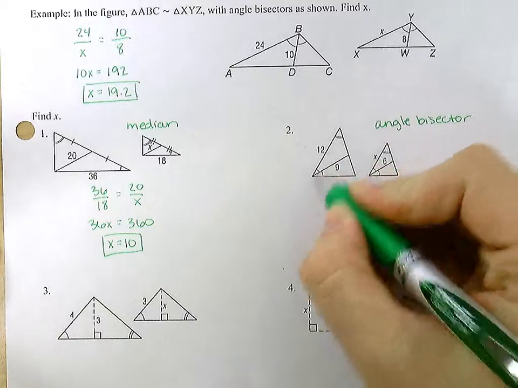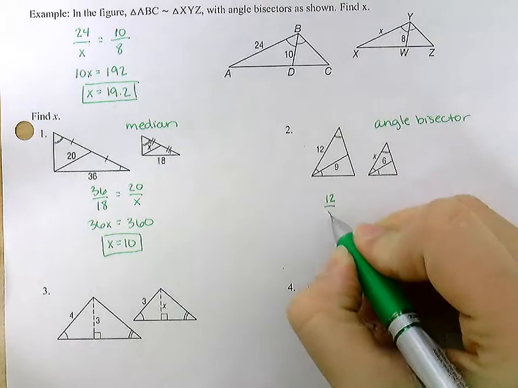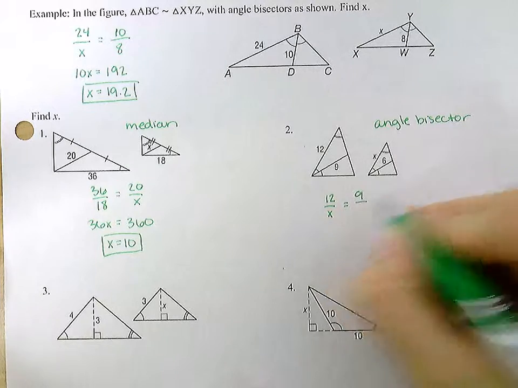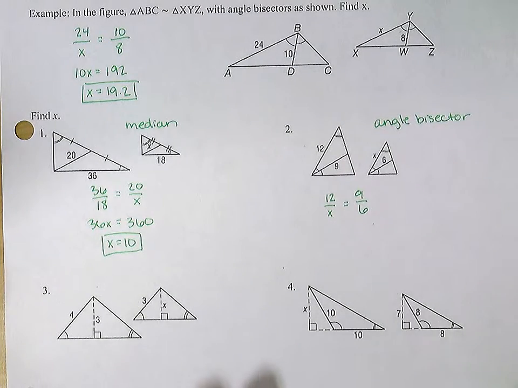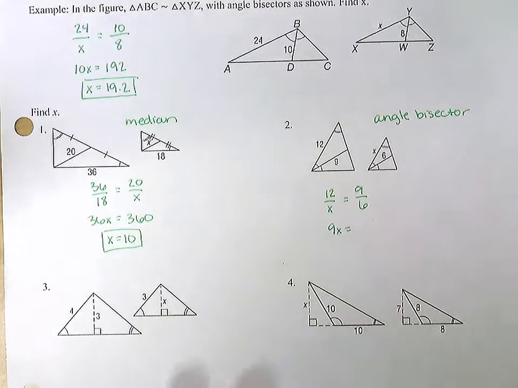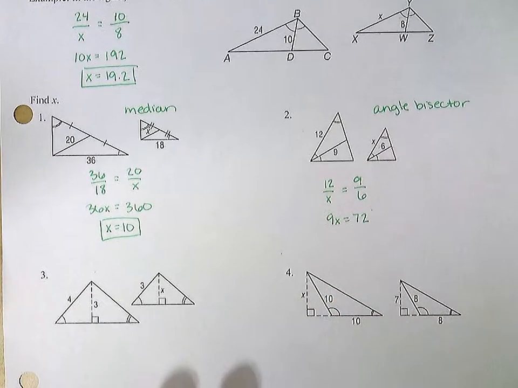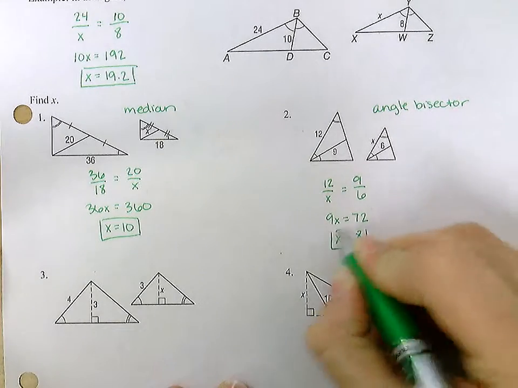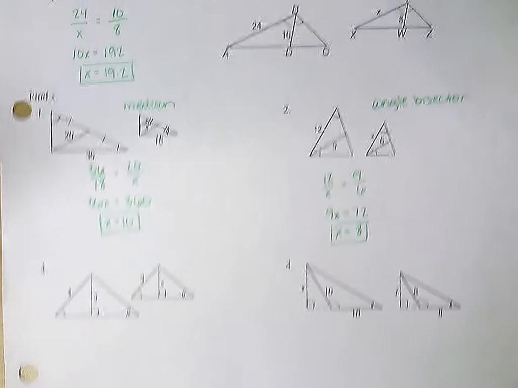So I'm going to start with 12 over its corresponding side in my similar triangle, which is x. That's equal to the angle bisector in the first triangle, which is 9, over its corresponding side in my second triangle, which is 6. Okay, from here, cross multiply. So I end up with 9x is equal to 12 times 6, which is 72. Divide both sides by 9, and x is equal to 8. Okay, so number 2, you should have gotten x is equal to 8.